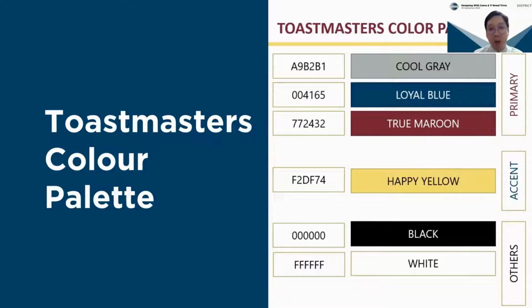And one important note about these colors is that the royal blue, true maroon, and black are considered as dark colors, whereas cool gray, happy yellow, and white are considered as light colors. Why is this important? When you have a color, you want to write something on it, make sure that you write it with a light color on a dark background, or a dark color on a light background, so that you have contrast in your design.